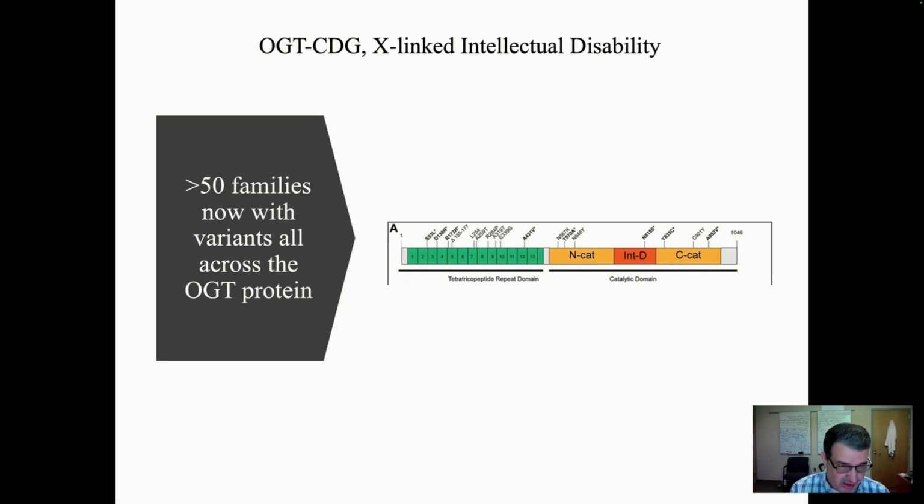And actually, this is incomplete, right? Maybe some of your family mutations are on here, and maybe they're not, because it's incomplete. But we're already well over 50 families now with variants across the OGT protein that are displaying X-linked intellectual disability, which has now been referred to as OGT-CDG. When we first described it, we described it as OGT-XLID, but it's the exact same syndrome.